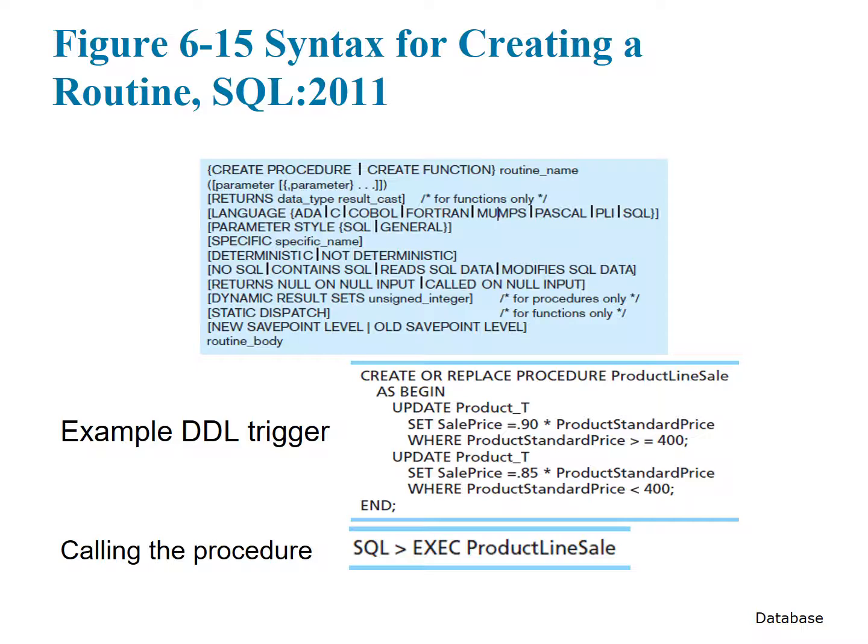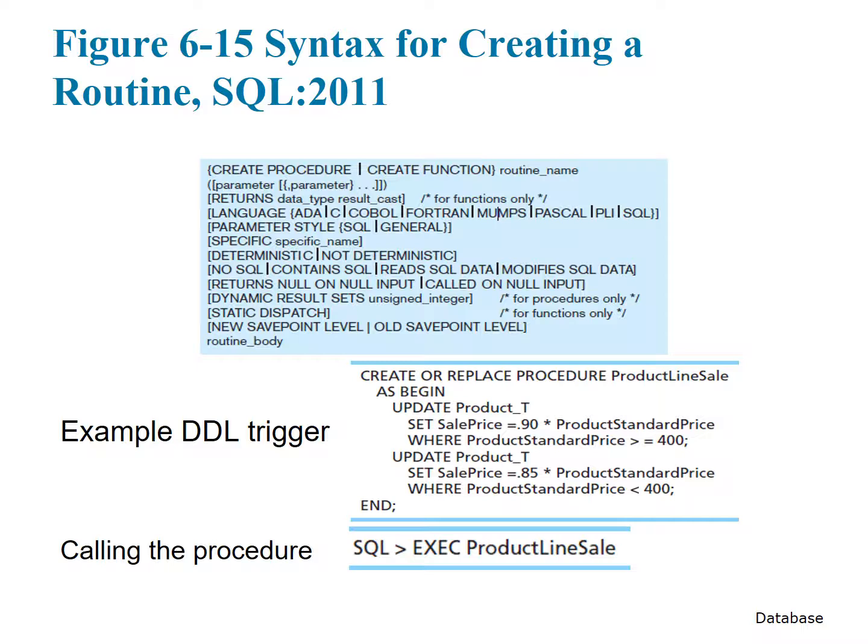And this simple SQL procedure will execute two SQL statements, and there are no input or output parameters. If present, parameters are listed and given an SQL data type in a parenthetical clause after the name of the procedure, similar to the columns in a create table command. The procedure scans all rows of the product table. Products with a product standard price of 400 or higher are discounted 10%, and products with a product standard price of less than 400 are discounted 15%.